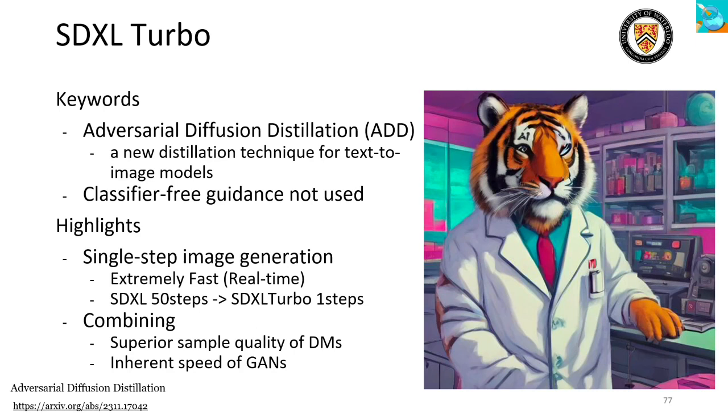And the main highlight of the paper is that it can do single step image generation, which is extremely fast. It can even be done in real time, such that originally SDXL has to do like 50 steps, but in SDXL Turbo, you basically do it in one step. So intuitively, it's actually combining the superior sample quality from diffusion models, but also the inherent speed of GANs. So let's delve into this paper.